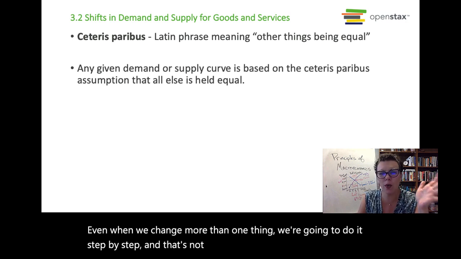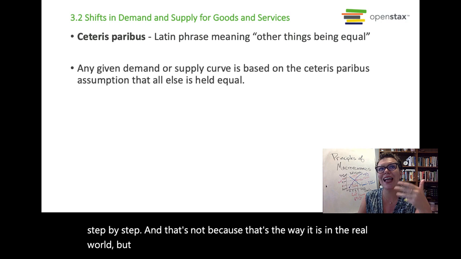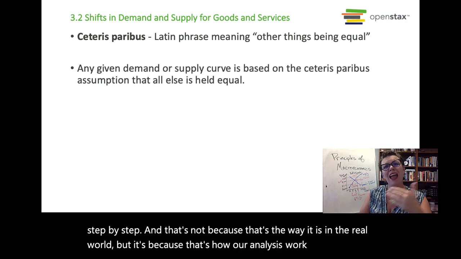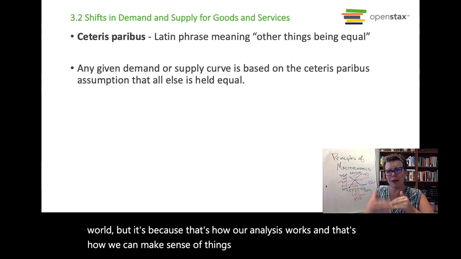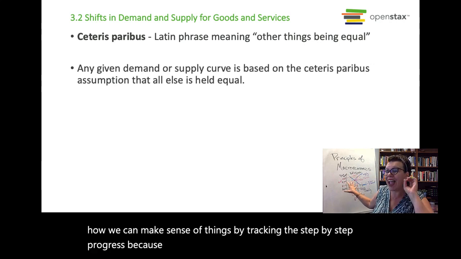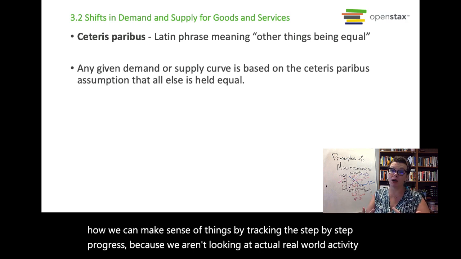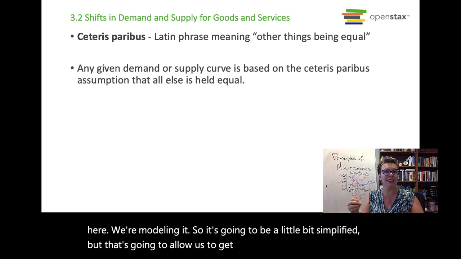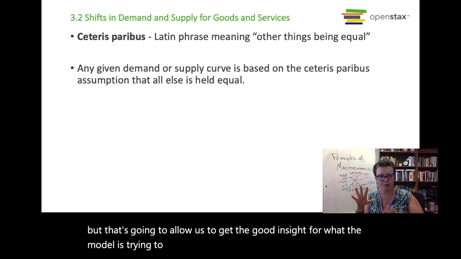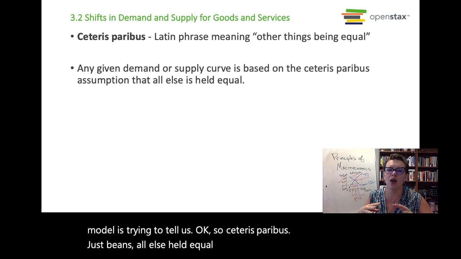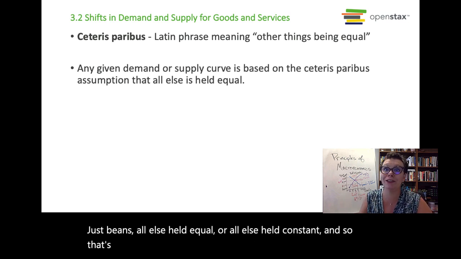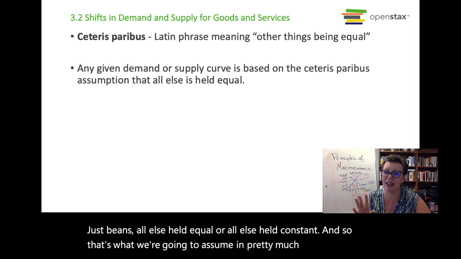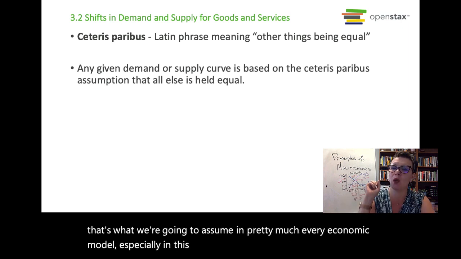And that's not because that's the way it is in the real world, but it's because that's how our analysis works. And that's how we can make sense of things, by tracking the step-by-step progress. Because we aren't looking at actual real-world activity here, we're modeling it. So it's going to be a little bit simplified, but that's going to allow us to get the good insight for what the model is trying to tell us. Okay? So ceteris paribus just means all else held equal or all else held constant, and that's what we're going to assume in pretty much every economic model, especially in this chapter. Okay?